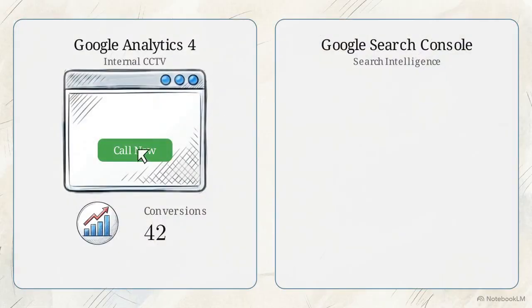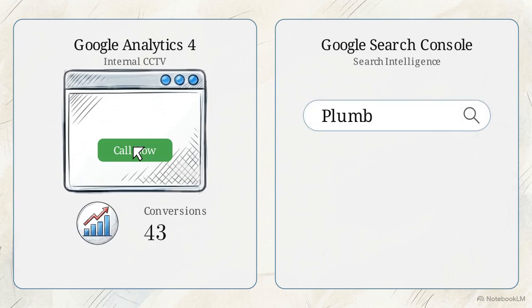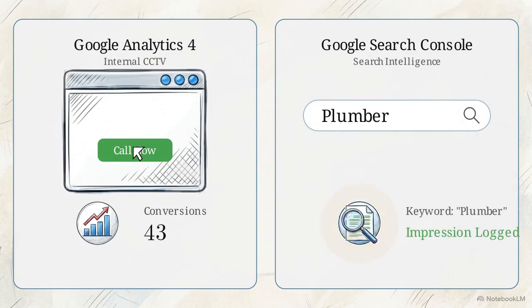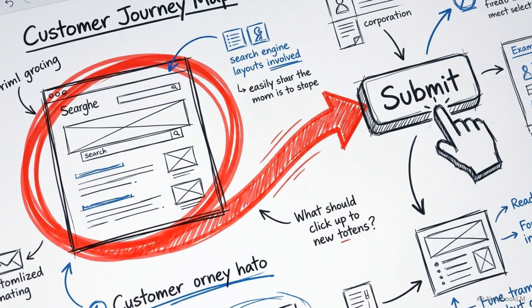GA4 counts your visitors and records call-to-action clicks, while Search Console tracks the exact keywords people type and how often your site appears. You need both buckets active at the same time to measure the customer journey from the initial Google search to the final button click.